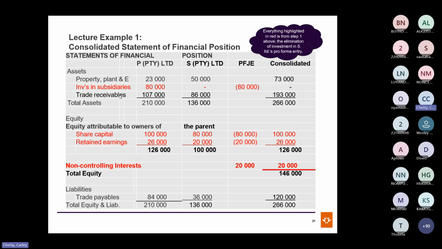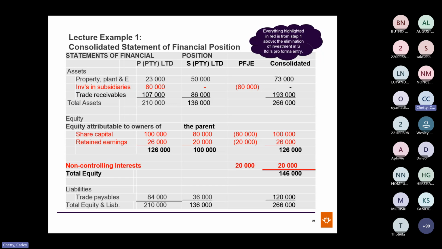Then we are going to look at our trade receivables. So P had 107,000 Rand worth of trade receivables, and S has 86,000 Rand worth of trade receivables. So we're going to say P plus S, and that is going to give us a consolidated figure of 193,000 for trade receivables. Okay, so that is our assets. That is our total assets.